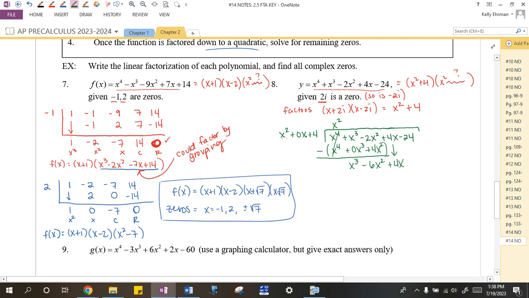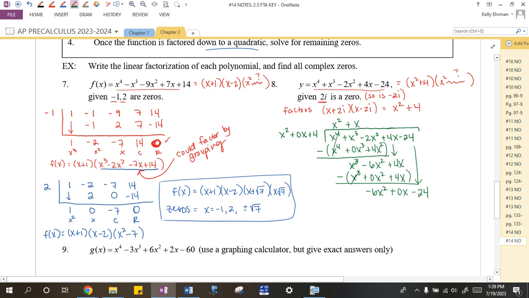What do we multiply x squared by to get x to the 3rd? Plus x. So x to the 3rd plus 0x squared plus 4x. Subtract all 3 of those terms. x cubed minus x cubed, that first one should always cancel. That's how you're setting it up. -6 minus 0 is -6x squared. 4 minus 4 is 0x. Drop down the last term, which is minus 24.